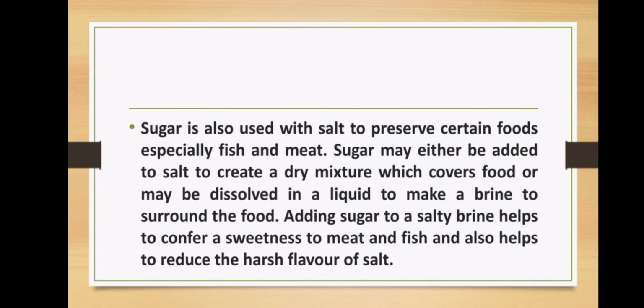Sugar is also used with salt to preserve certain foods, especially fish and meat. Sugar may either be added to salt to create a dry mixture which covers food, or may be dissolved in a liquid to make a brine to surround the food. Adding sugar to a salty brine helps confer a sweetness to meat and fish, and also helps to reduce the harsh flavor of salt.